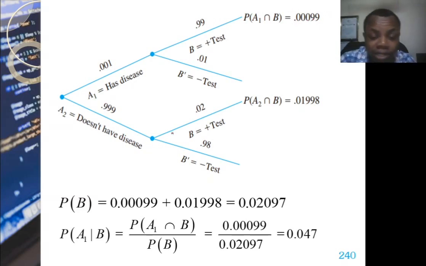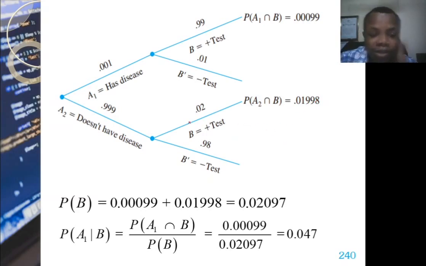Similarly, if you don't have the disease, the specificity of the test is 0.2, that is the 2%, which is the same as 0.02. So if you would like to determine this probability of A2 intersection B, that is the probability of not having the disease, but the test is going to identify you, or going to diagnose you, as positive, it will be equal to 0.12998, as simple as we have here.